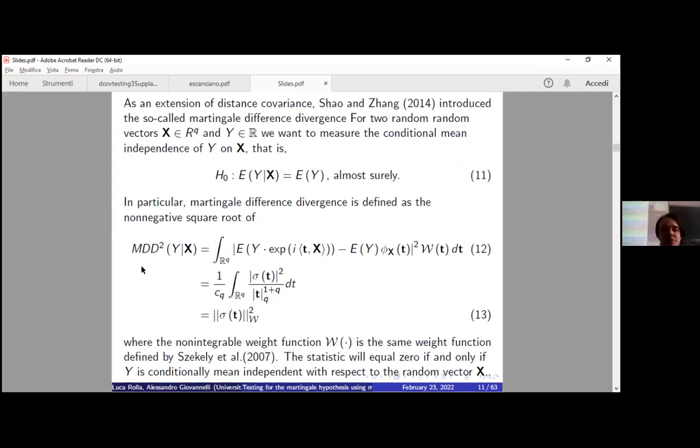So the definition, as you can see, is very similar. You have this integral here. You still have what we can define as a generalized covariance term in here, and you still get the norm of this generalized covariance. And the weight function is the same as in Székely and Rizzo, so it simplifies because we are just considering in this case one characteristic function, so just one parameter on which we are integrating. That's it. Then the two statistics are very similar.